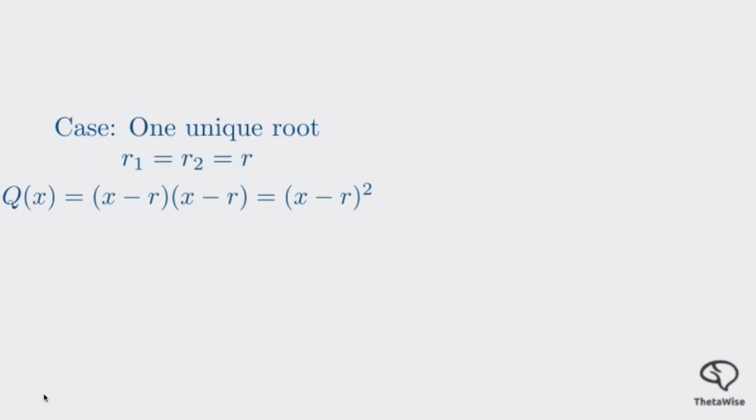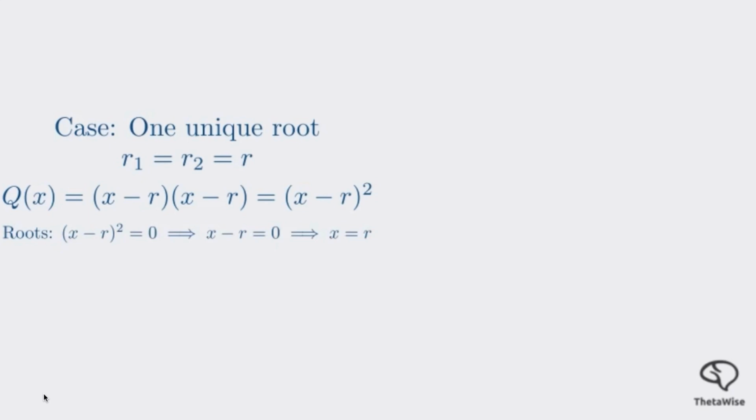Let's analyze this function. It's the product of a value with itself. First, when does q of x equal 0? It only happens when the base, x minus r, is 0. This only happens at x equals r. So the function has only one unique root, r.